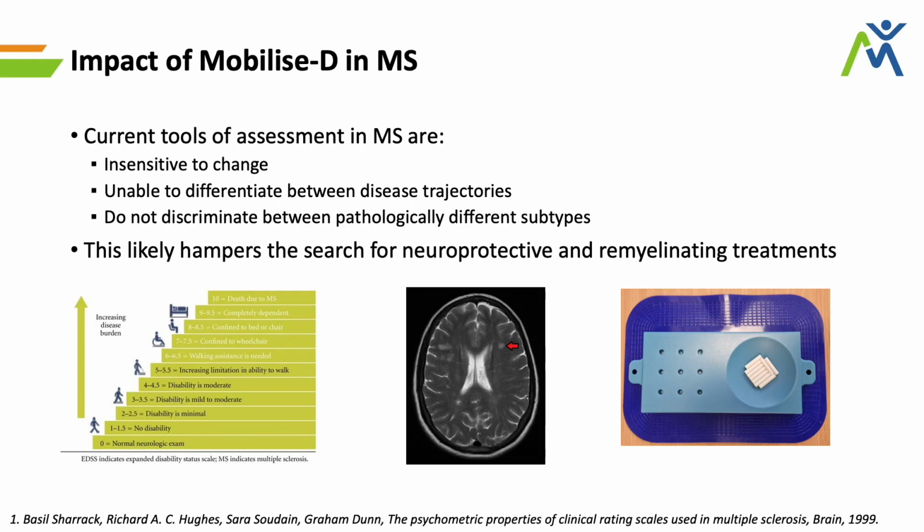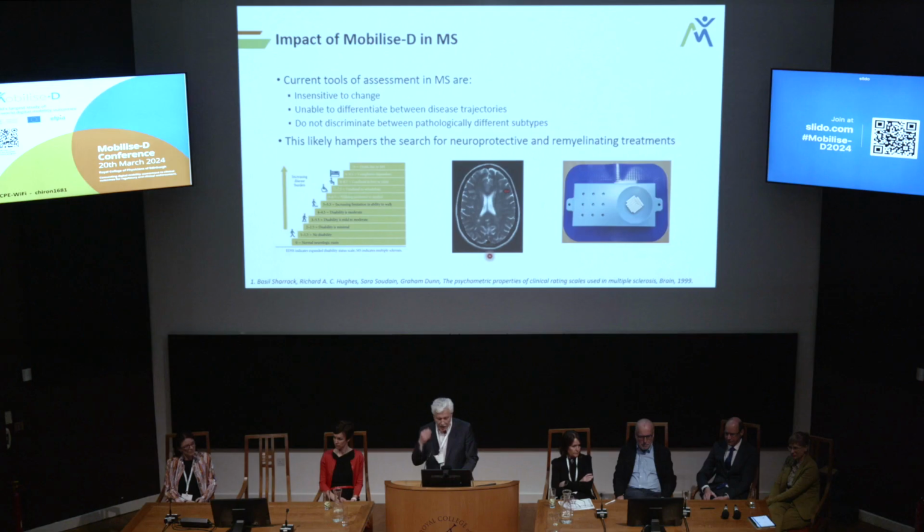The way that we assess people with multiple sclerosis, both clinically and in clinical trials, depends on the use of clinical scales. The one on the left-hand side, the one which is used traditionally, is a scale called the Expanded Disability Status Scale. But we also use imaging and tools like the one on the right-hand side, which is the 9-peg Hole test, a test of upper limb function.